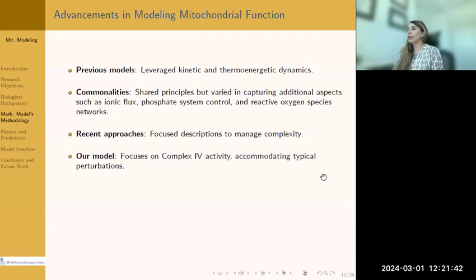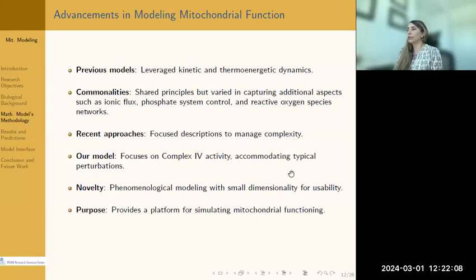In this context, our model stands out by emphasizing the activity of complex 4, a critical component of mitochondrial respiration, while accommodating typical perturbations encountered in biological systems. Notably, our model employs a phenomenological approach with small dimensionality, enhancing usability without compromising accuracy. Its primary purpose is to provide a robust platform for simulating mitochondrial functioning, incorporating various perturbations and featuring a user-friendly graphical interface for practical utility.